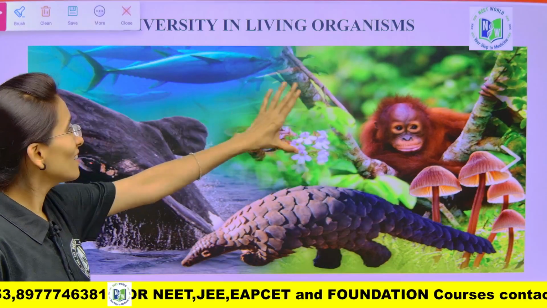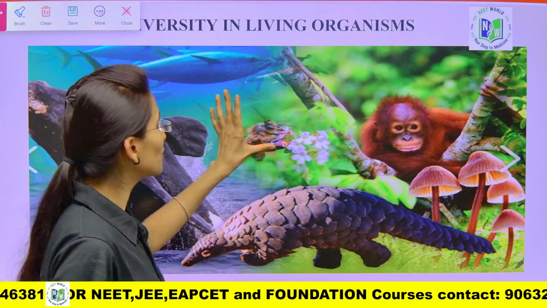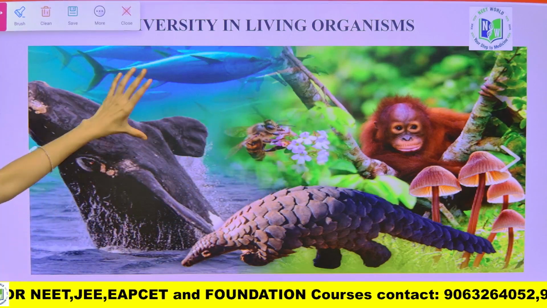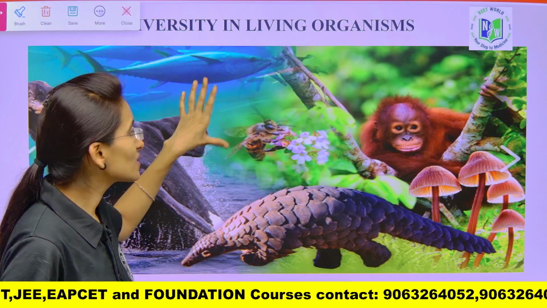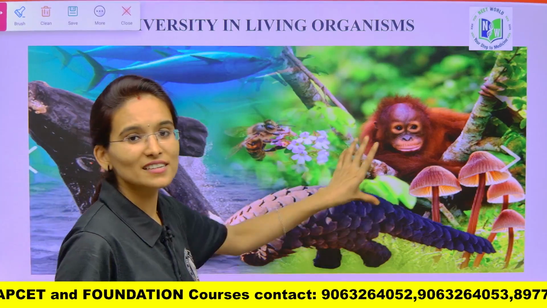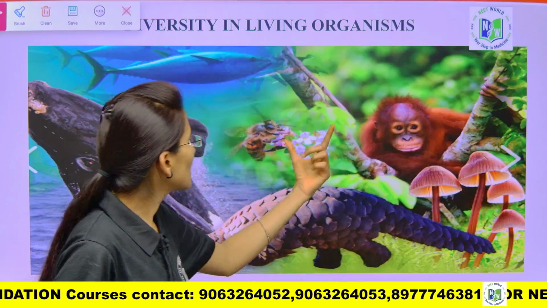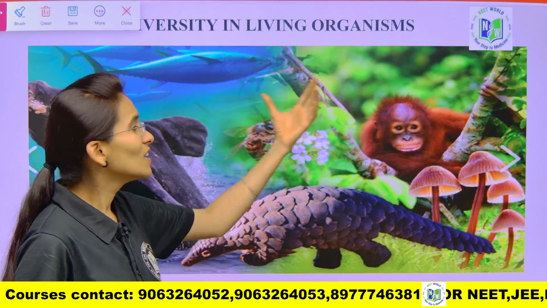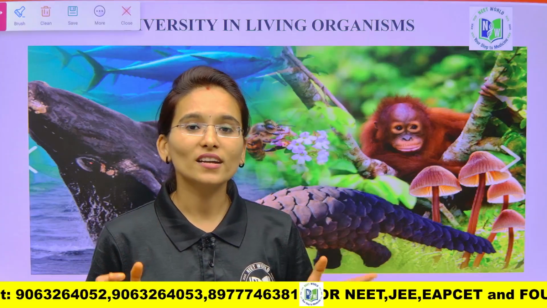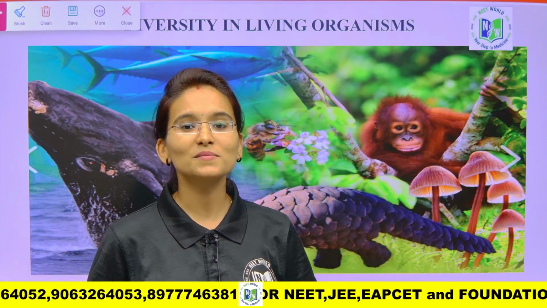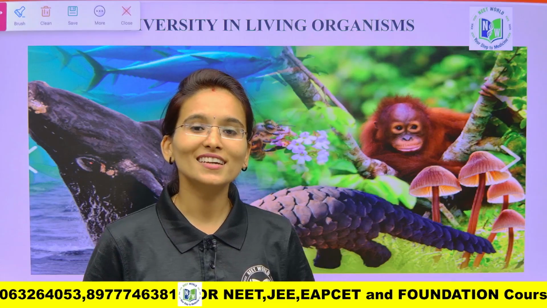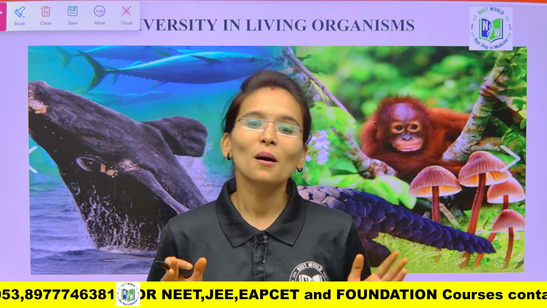If we look into this beautiful picture, here we can find different types of aquatic organisms, different types of terrestrial animals. We can see different types of plants, flowering plants, insects. These all are different types of organisms, and the variety of organisms which live together in an ecosystem is called biodiversity.